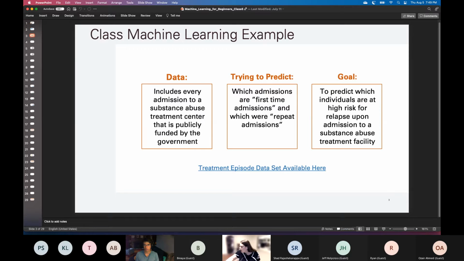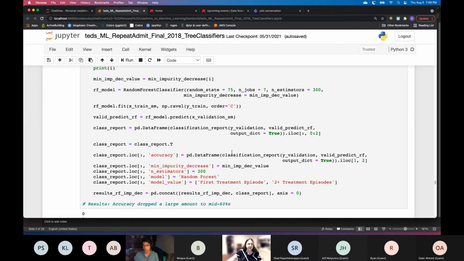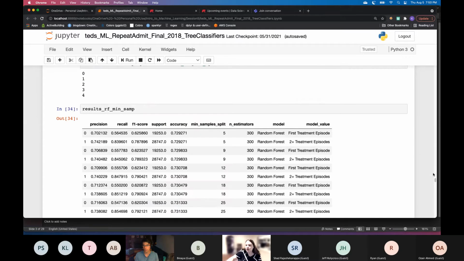Okay. Question about the data. Do you know if it accounts for voluntary versus forced admissions? Yes, there is a feature in the data that says how they were admitted, whether it was punitive by a court. If they were forcibly admitted by a court, they tend to be more likely to be a later admission.